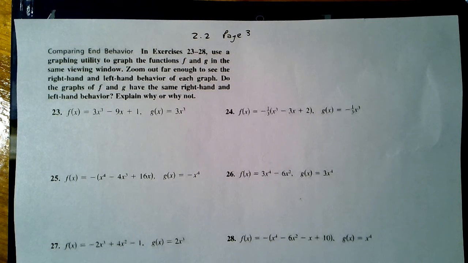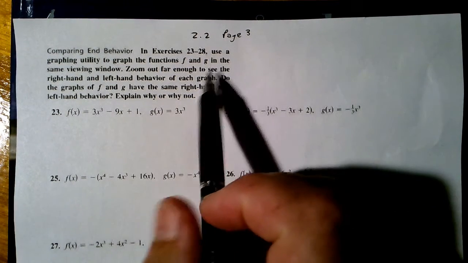Hello, welcome back. We're on 2.2, page 3, which really the whole page focuses on a pretty simple but very important concept for us, and that being end model behavior. So let's take a look.